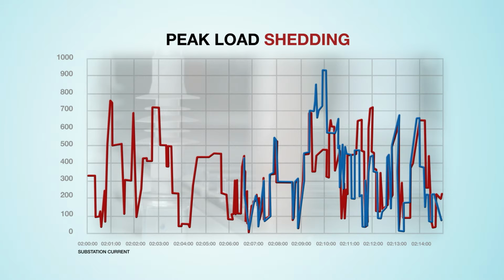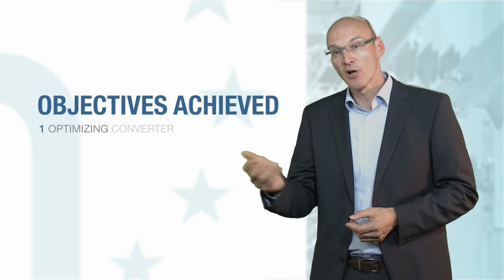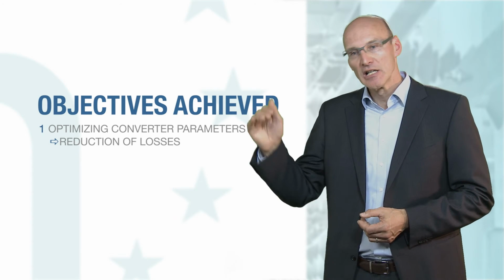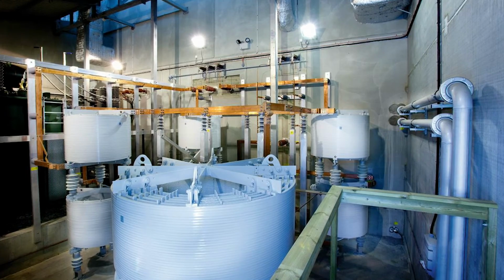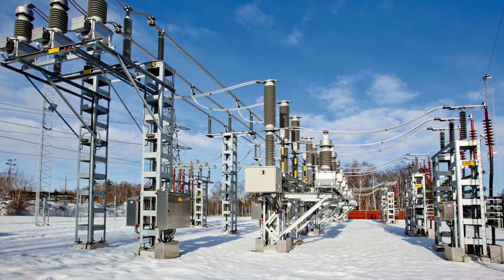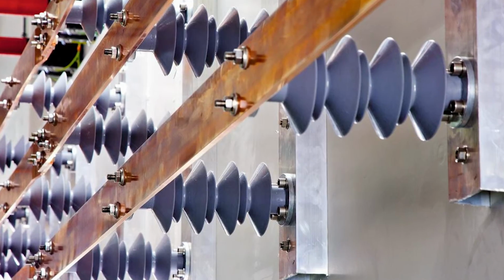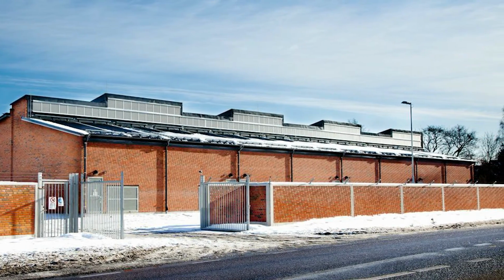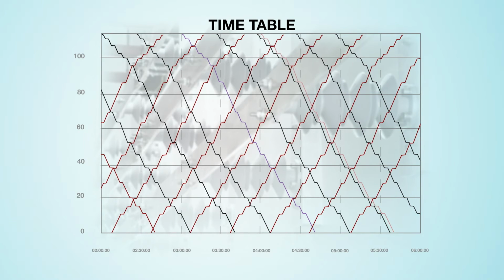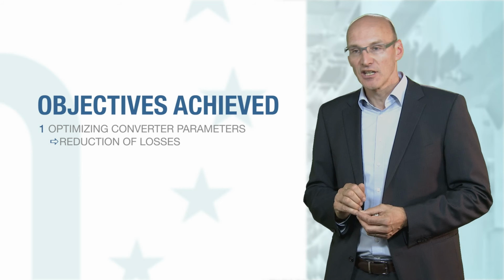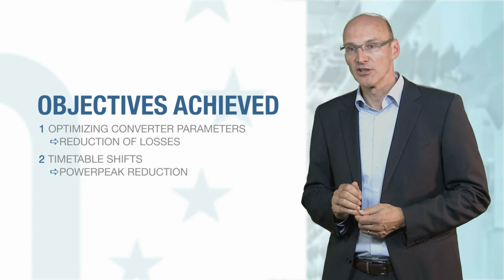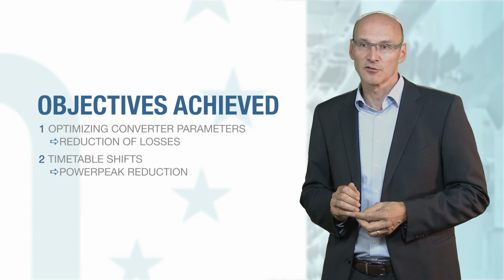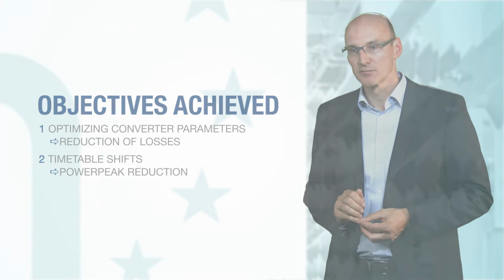The conclusion: both targets could be reached by optimizing the converter parameters. The energy flow in the system can be optimized, and also the energy demand could be reduced, so losses could be reduced. And the second subject looks very promising, and I think it is demonstrated quite well that only short modifications in the timetable can reduce the power peaks, and then the goal of traffic work can be reached by that.